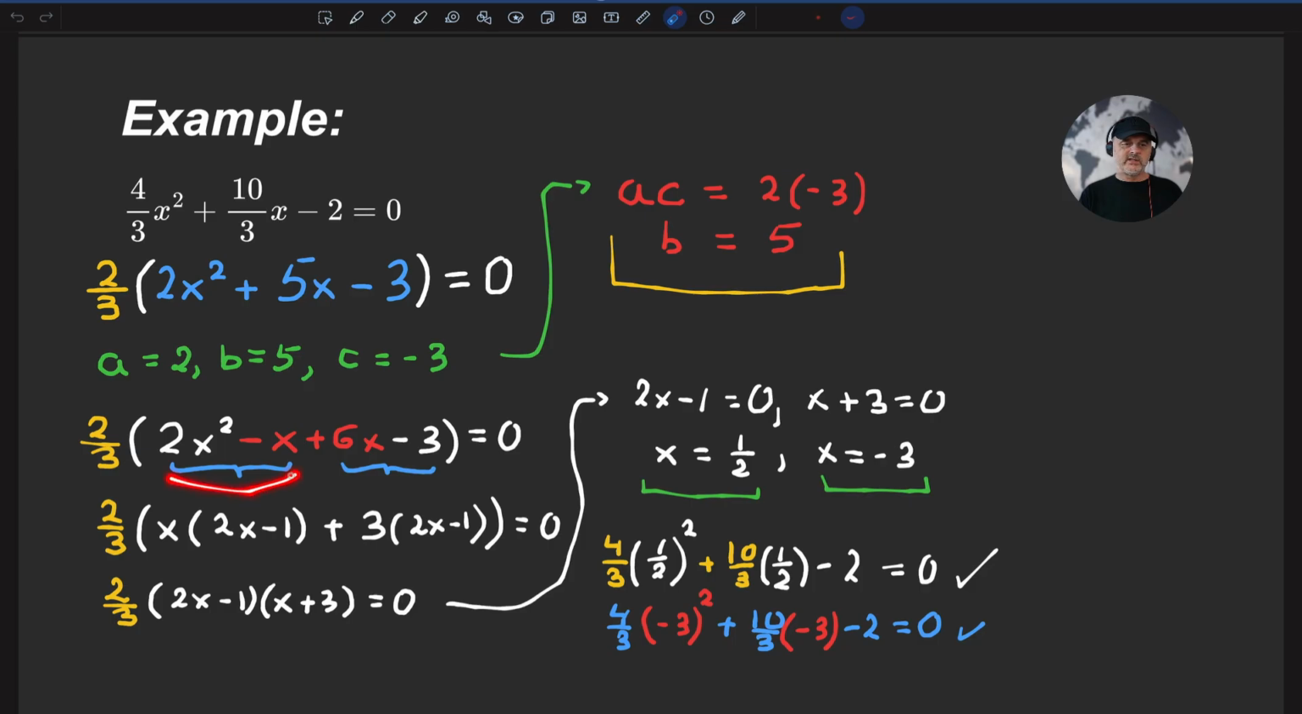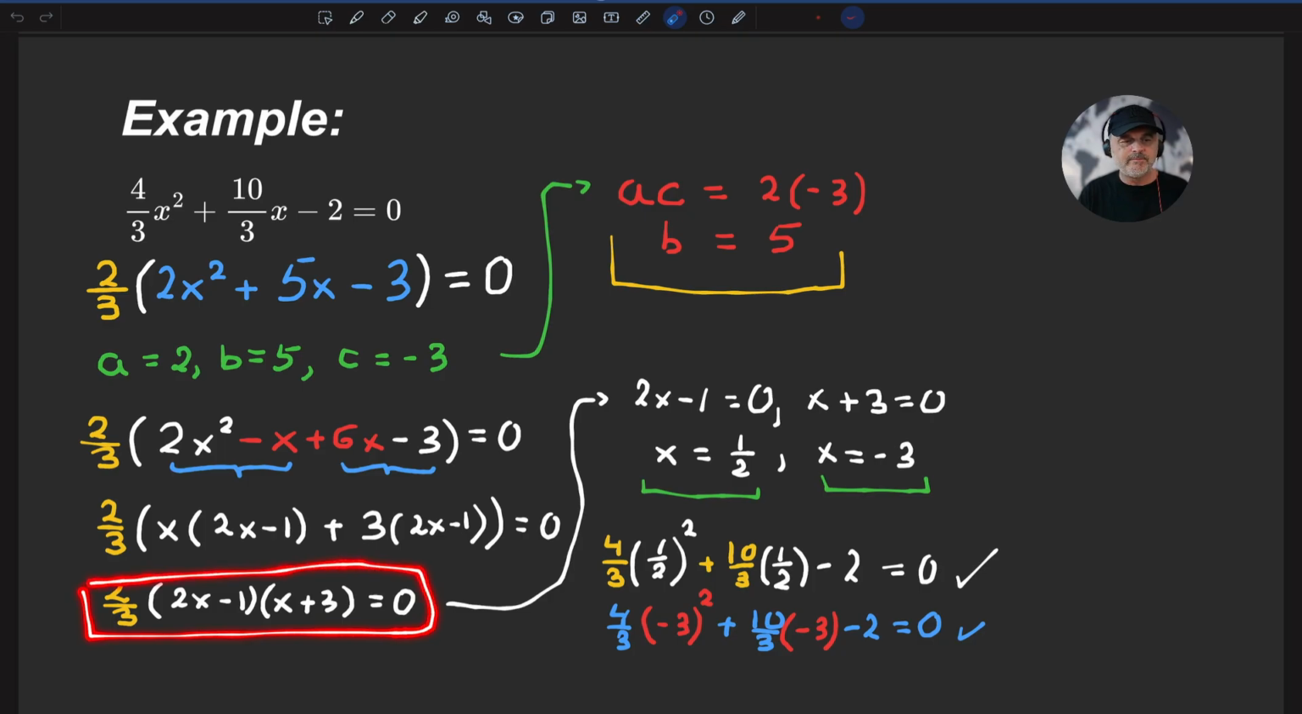The common factor here is x. The common factor for the next group is +3. In the process, we get identical binomial, which is a beautiful thing to have, 2x minus 1. So let's take it outside. In goes x plus 3, bingo, times 2 over 3 outside. Everything is equal to 0.